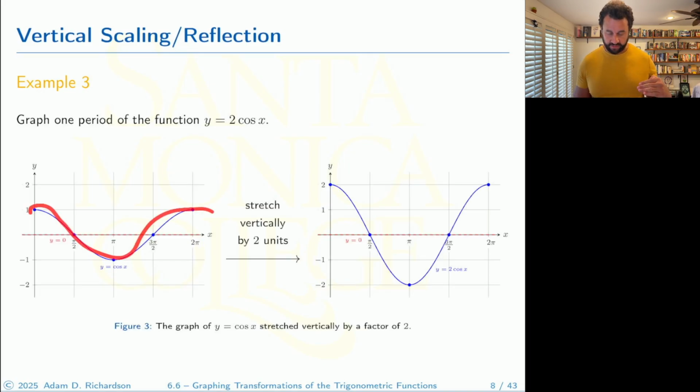So here's what we've got. Here's the graph of cosine, and now we're just going to take it and stretch it. So now it goes up to 2 and then down to -2 and then up to 2 again. Notice the zeros don't change position at all, right? That's because 0 times 2 is still 0. So those are still there. All we've done is stretched this thing like so, just a stretch.